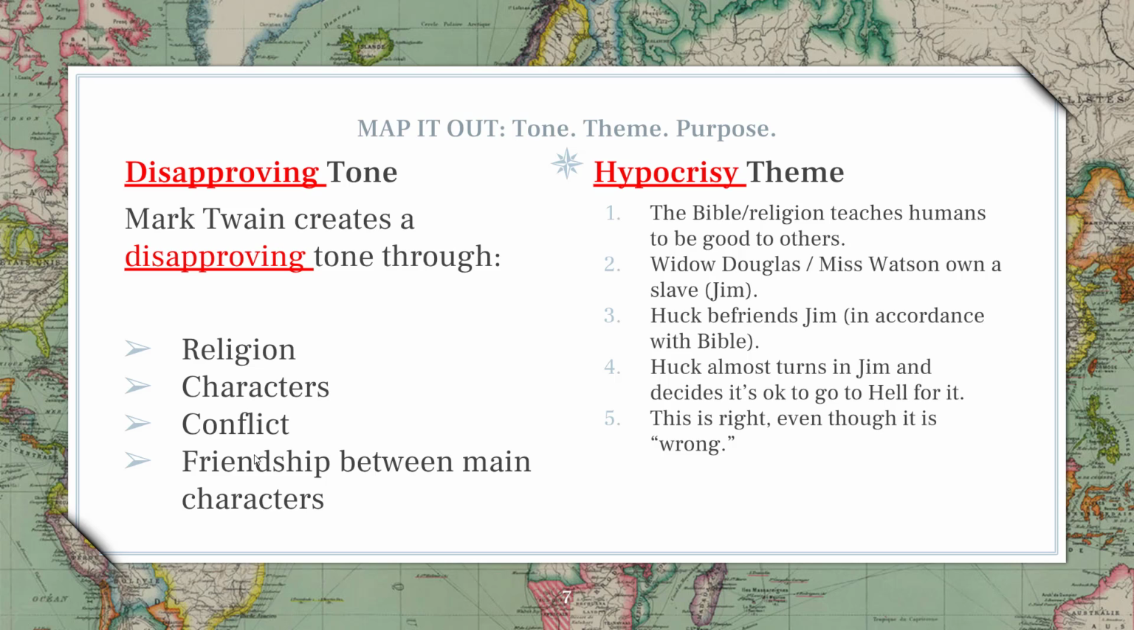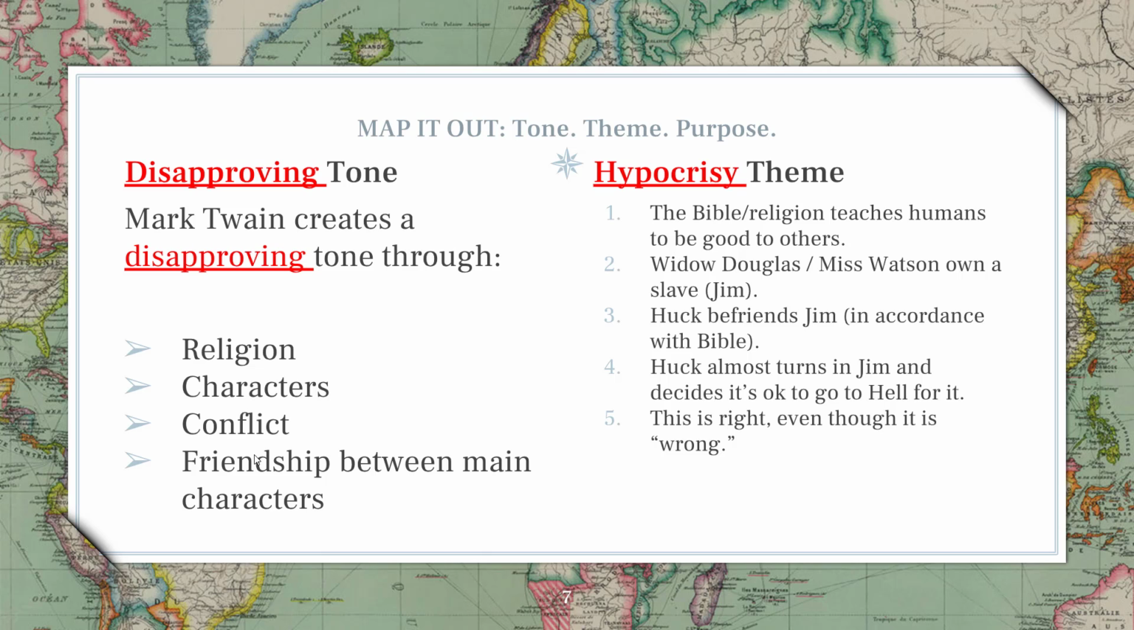But he decides not to turn him in because he feels that being a good person to Jim is worth going to hell for. And of course, if you are a human being with a good conscience, you know that that is the quote-unquote right thing to do, even though 1800s Southern society would say it's wrong because a slave is property. But a human being is not property. So do you see what Mark Twain is getting at here?